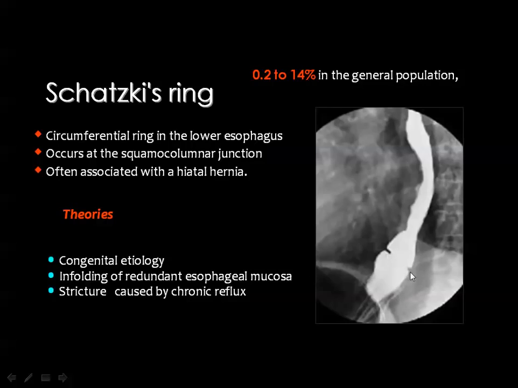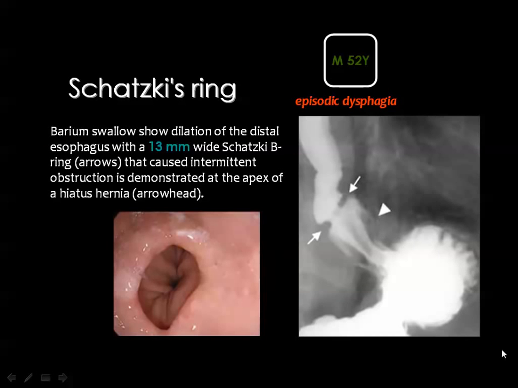This is the typical appearance of the ring, and distal to the ring, you can see part of the stomach above the diaphragm, and this is the associated hiatus hernia. There are theories for the development of this ring, like the congenital etiology and the enfolding of redundant esophageal mucosa, or a stricture caused by reflux secondary to this hiatus hernia. All these are theories for this ring.